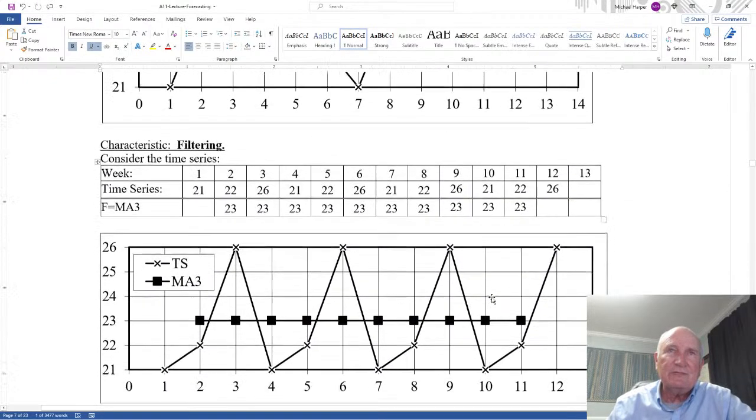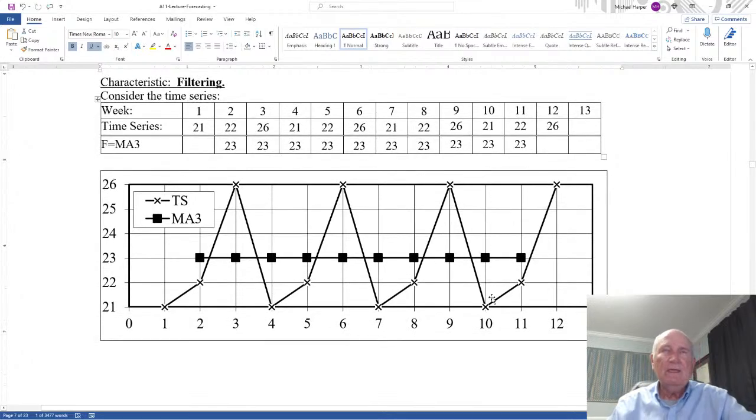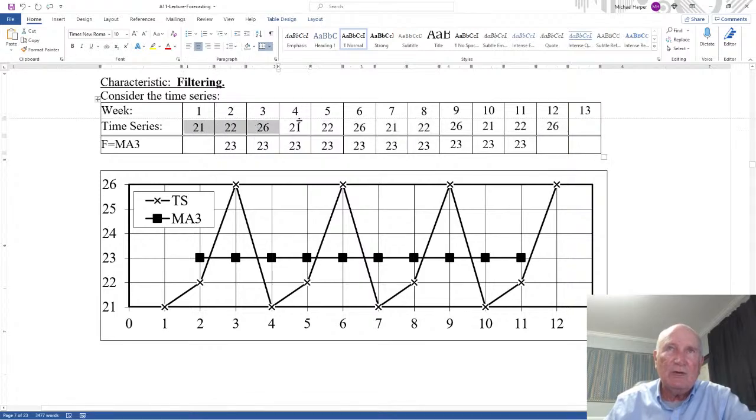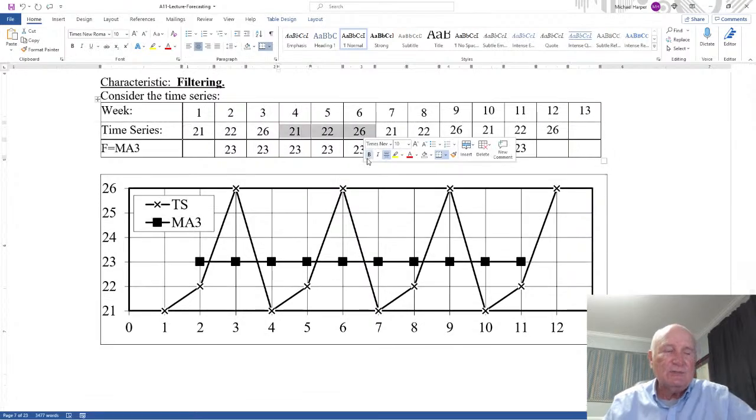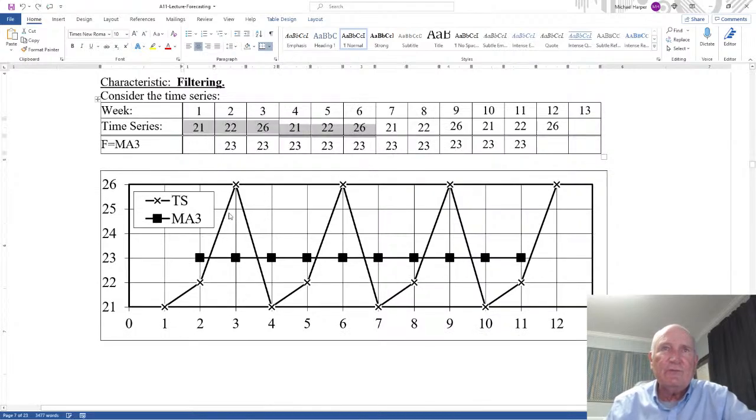The third characteristic is filtering. In filtering, I have another time series here: 21, 22, 26, 21, 22, 26. If you notice, every 3 is the same. Every 3, it repeats. So this is a cyclical pattern. If this pattern represented 1 year, that would be a seasonal component. But this one, a cyclical pattern, is a cyclical component.